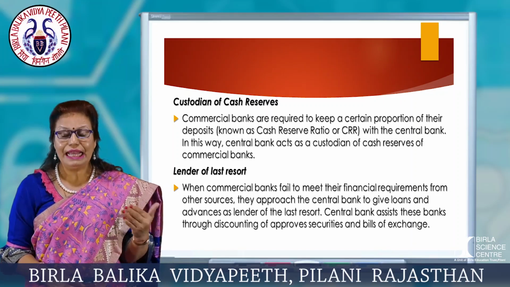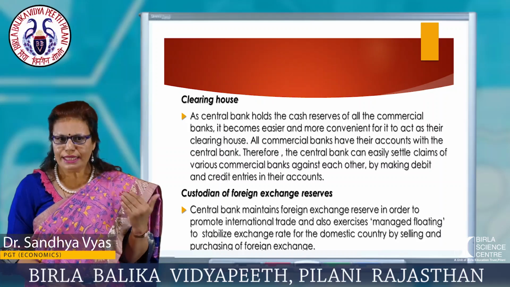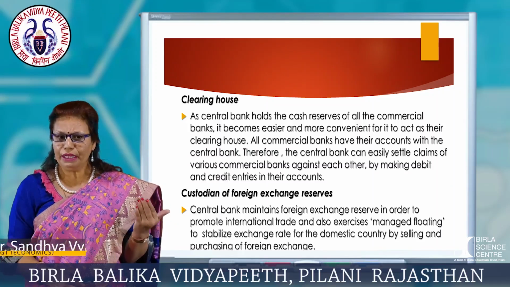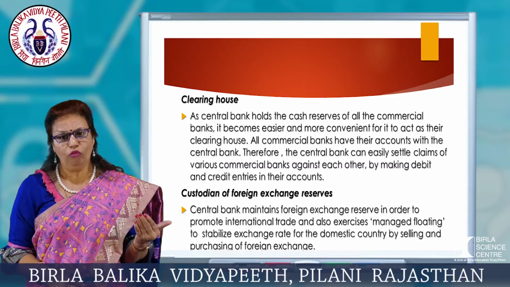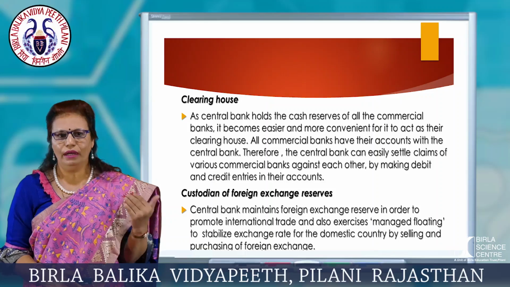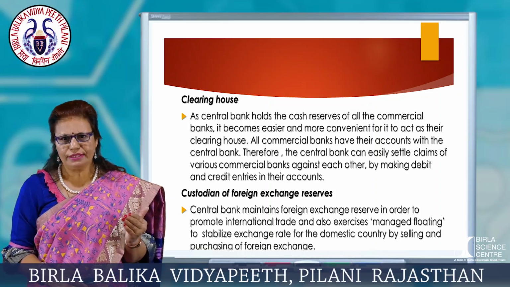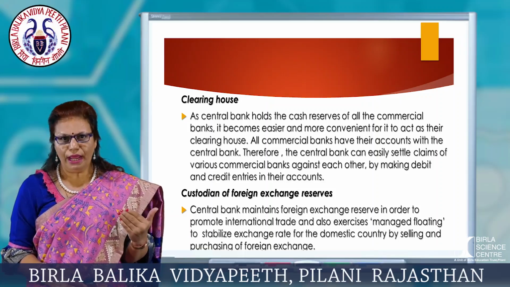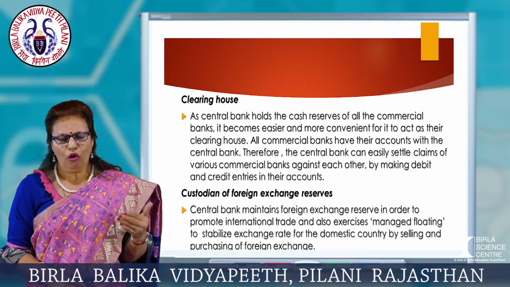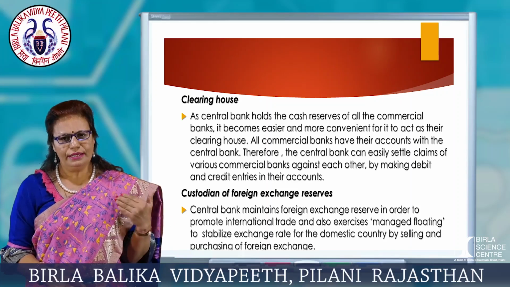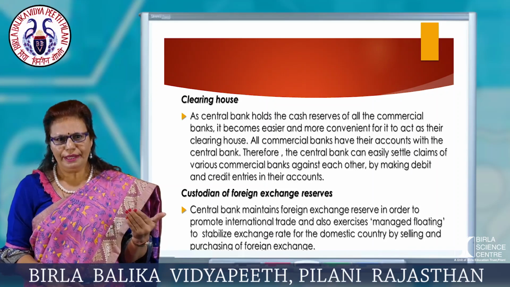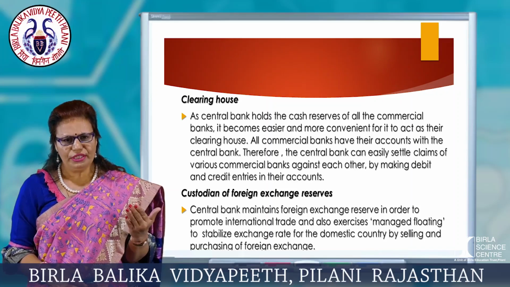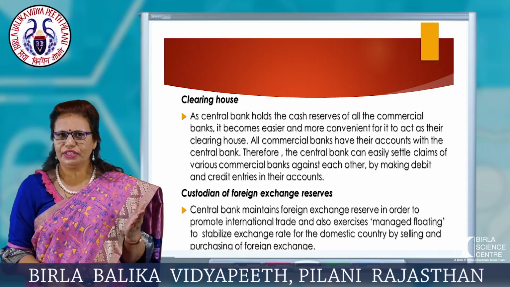The next function is clearing house. As the central bank holds the cash reserves of all the commercial banks, it becomes easier and more convenient for it to act as their clearing house. All commercial banks have their accounts with the central bank. Therefore, the central bank can easily settle claims of various commercial banks against each other by making debit and credit entries in their accounts.